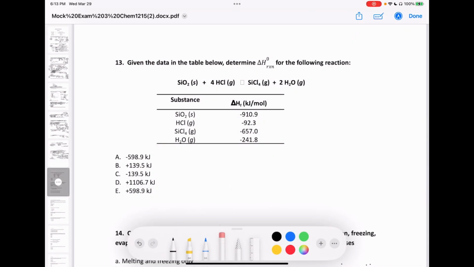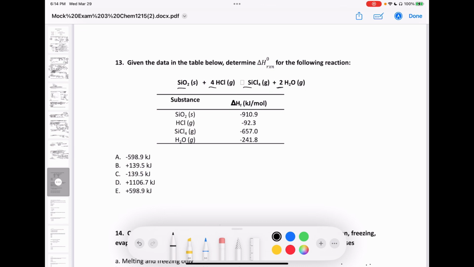All right, given the data in the table below, determine delta H of reaction for the following reaction. These are pretty easy, just because they give you all the data you need in the table. The only thing you need to worry about is forgetting to multiply by the stoichiometric coefficients, and the order. So it's going to be products minus reactants for these. Also don't mess up on the math because it gets kind of ugly.